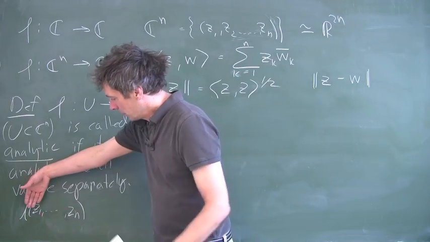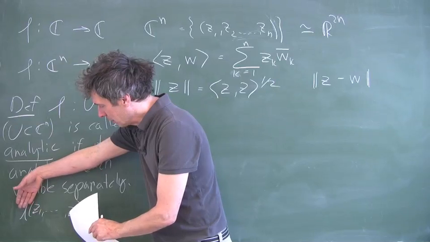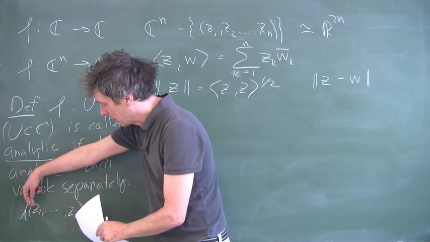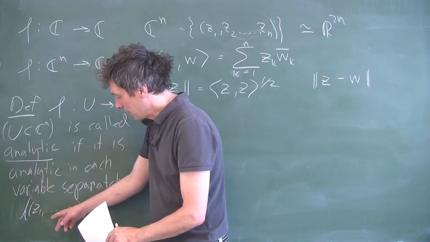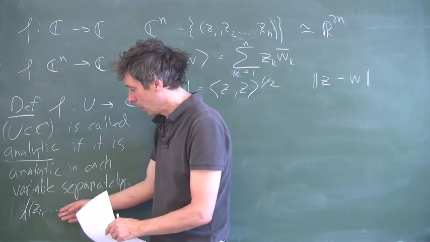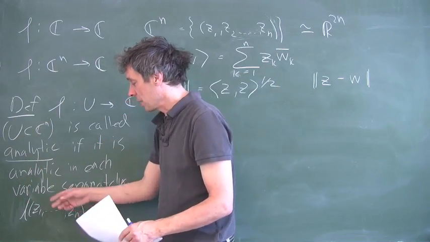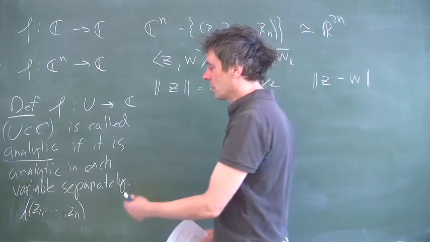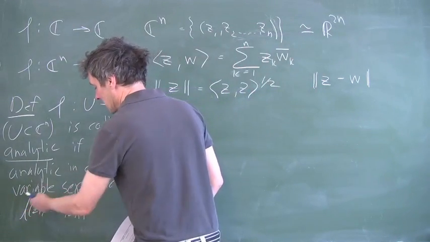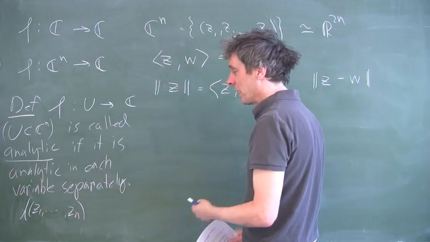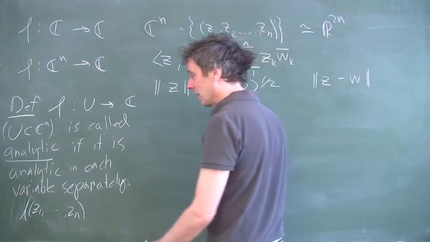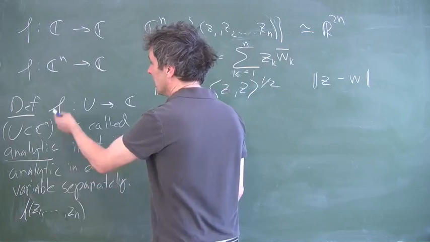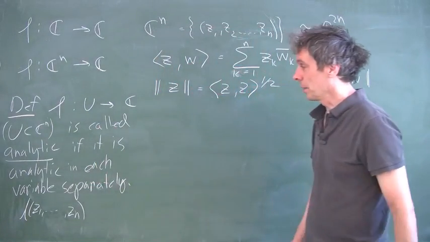And then you proceed, you can fix the values of Z1 and Z3, Z4, and so on, and just consider this to be a function of Z2. And that should also be analytic then. So if a function is analytic separately in each variable, then it's called analytic in this multivariable sense.